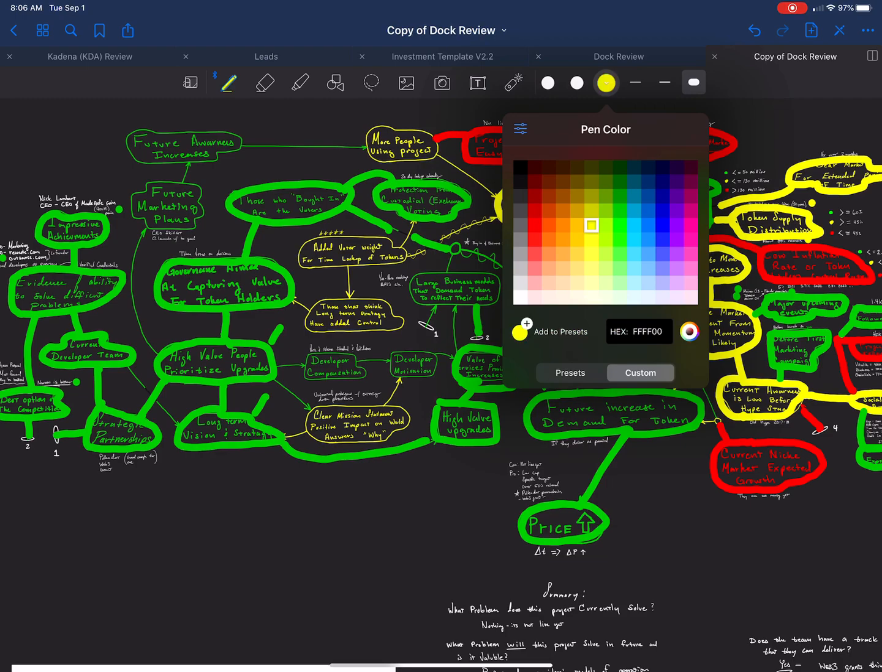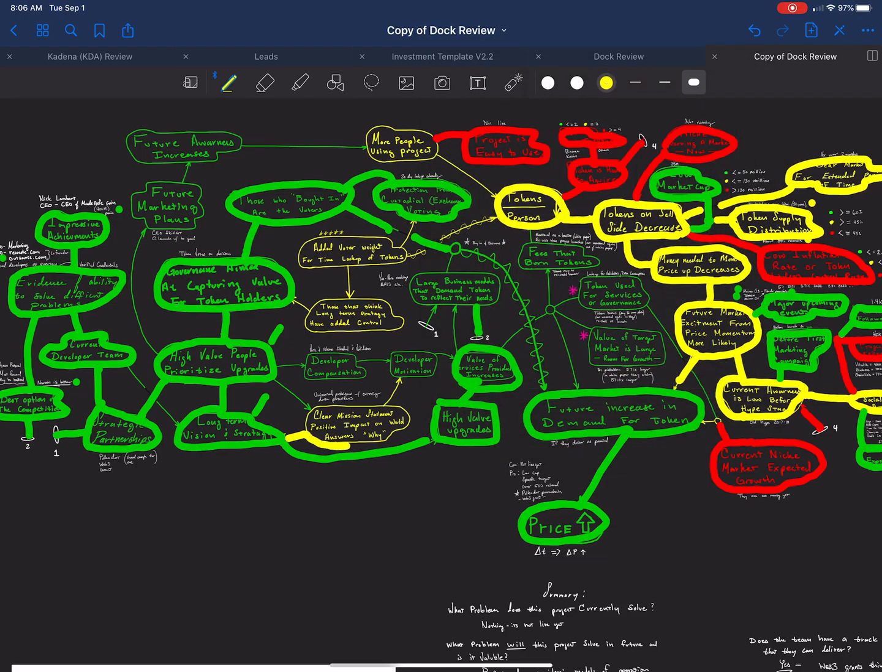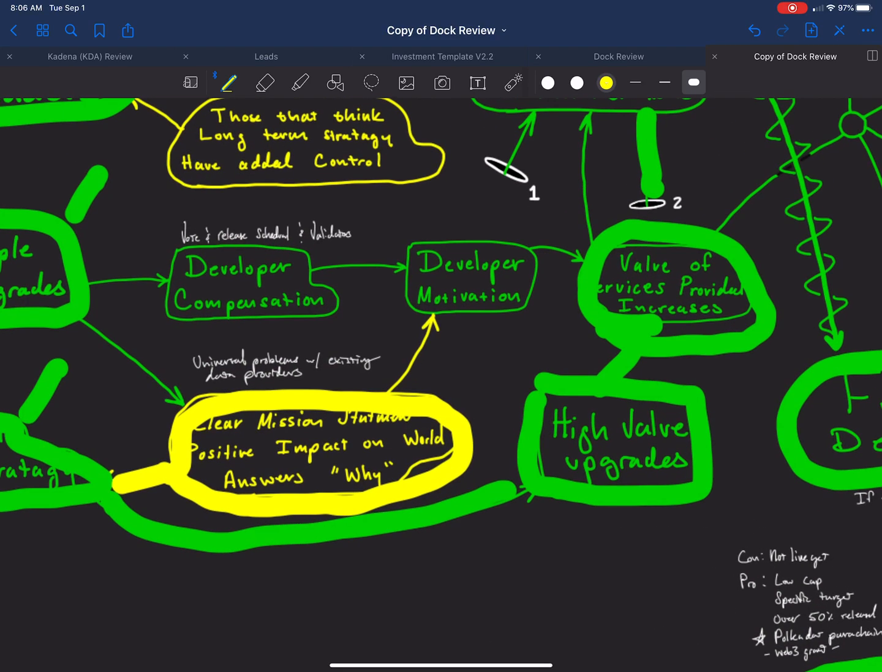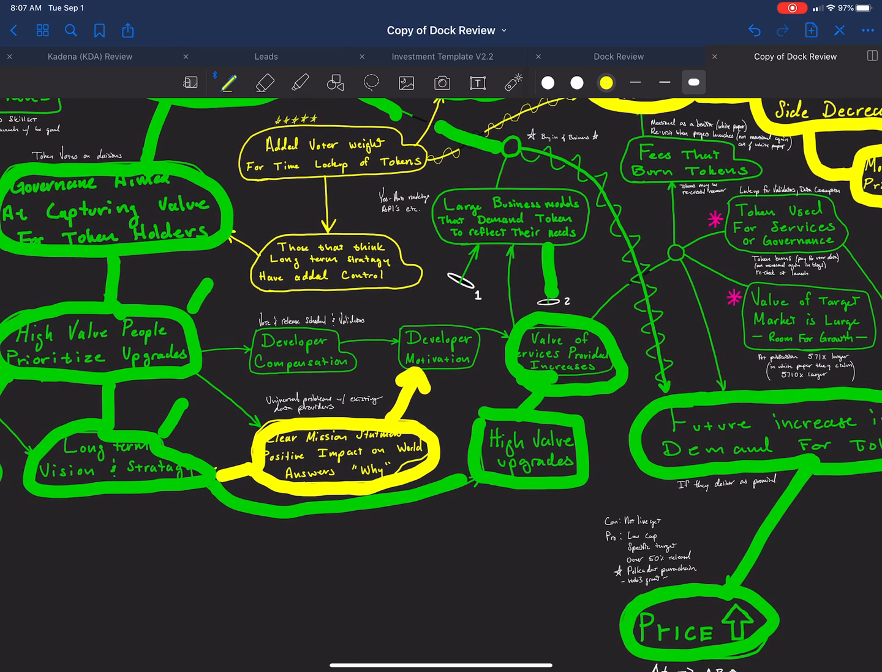Their weakness, they don't have the best mission statements, and why. The universal problems existing with data providers, that's what their mission statement was, but it wasn't super good. That's why I put yellow as uncertain.